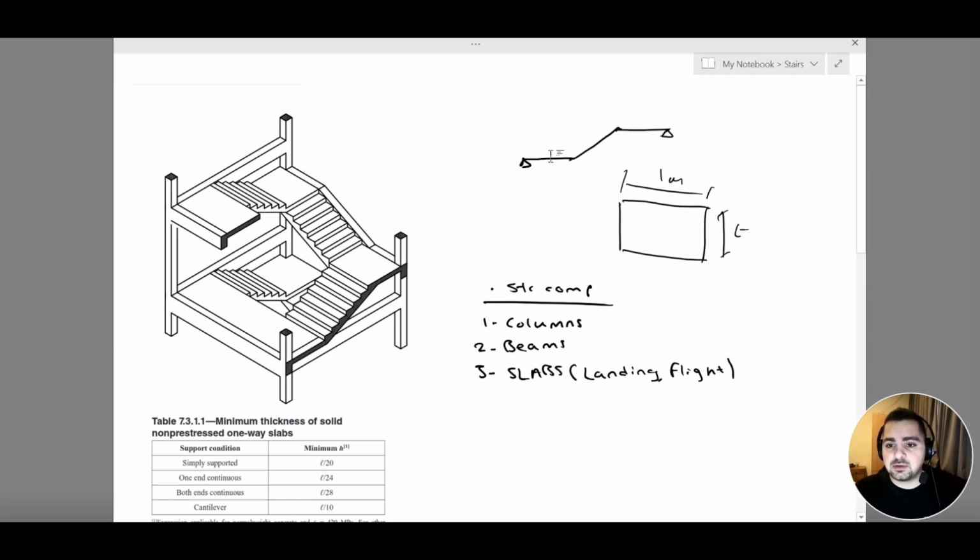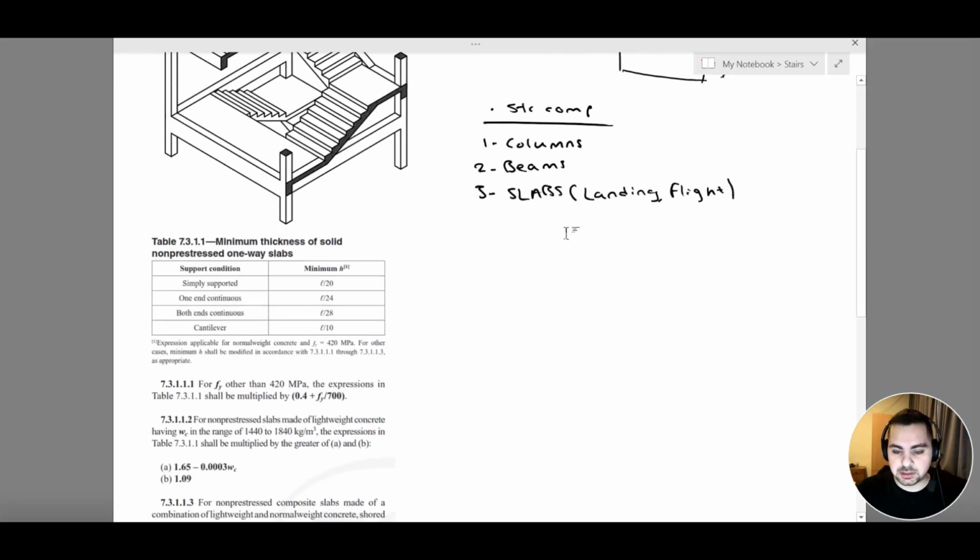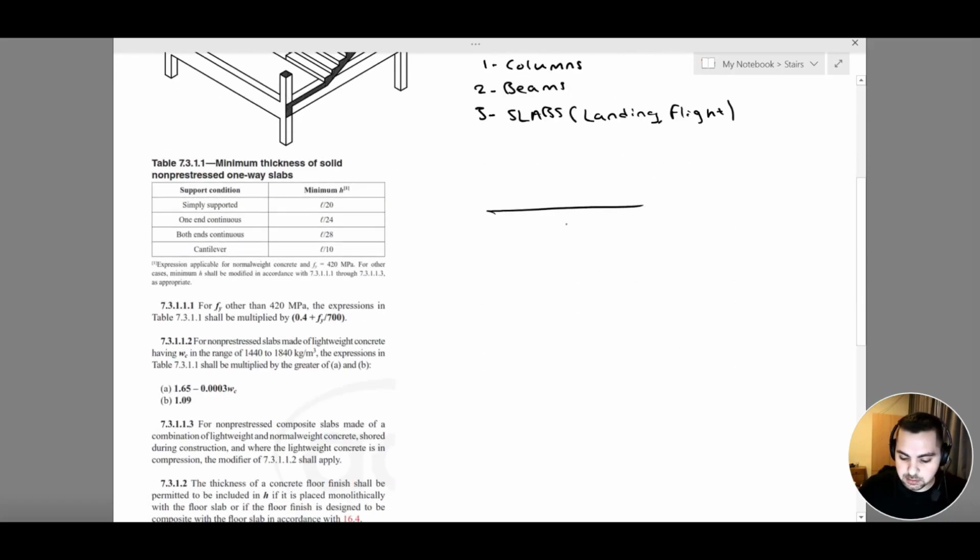Now, the second conclusion that we have to reach is, what are these two supports? These two supports are basically my beams, because we said that we have our landing, stairs, landing, and then my landing transfers the load to my beam and from my beam to my column. So I'm going to have my reaction in kilonewtons per meter. If I want to draw the section of my beam, it's going to be like this.